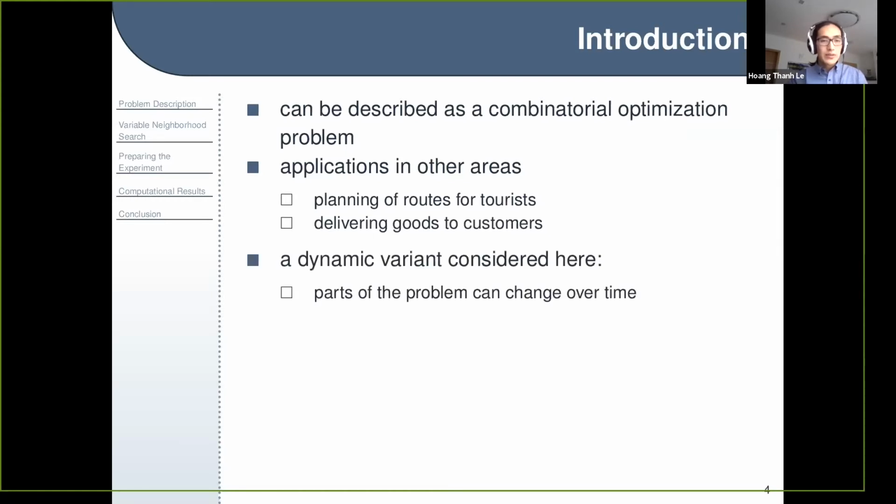Here in this work, we particularly considered a dynamic variant of the problem, which means that parts of the problem can change over time. This can also occur in many practical applications, for example, when a traffic jam occurs or when a customer changes his or her order. And it might also be the case that there are daytime-dependent changes. For example, some sightseeing spots might be more attractive in the evening than in the morning.